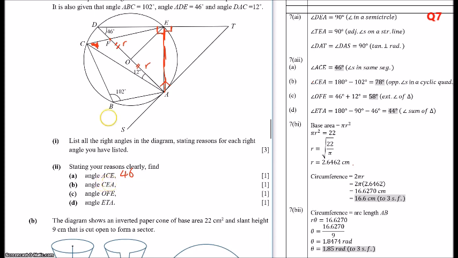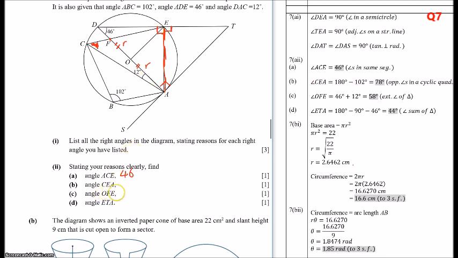Next, CEA. Isn't this... this is not the diameter. Okay, so CDA. So let's see. I know, because these are opposite angles in the cyclic quadrilateral, this and this add up to 180. So you see, 180 minus 102, we get 78. So this one is 78.